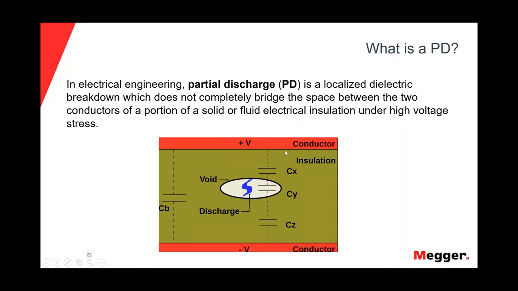So what happens with this device under high voltage is that the high voltage will build up inside the cavity, and we will have a breakdown, we will have a spark. And every time that happens, the walls that constrain the air bubble or the cavity will be carbonized. So sooner or later, we will have a fault between the two conductors. So this is the definition of a partial discharge.